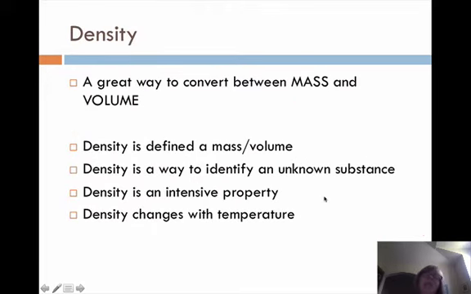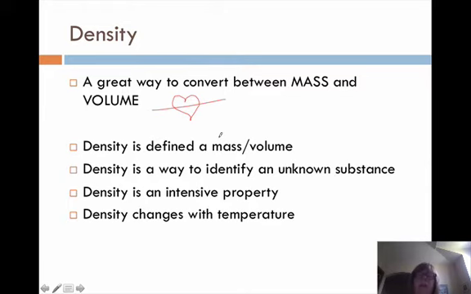All right, density. We've used density a lot in different science classes, and you were told that density is mass over volume. Remember me, I just love density, mass over volume. And it's a way to identify an unknown substance. It's called an intensive property. It doesn't depend on how much you have. And it does change with temperature because volumes generally change with temperature.